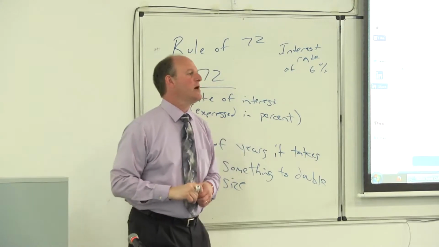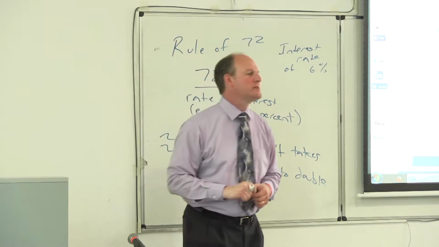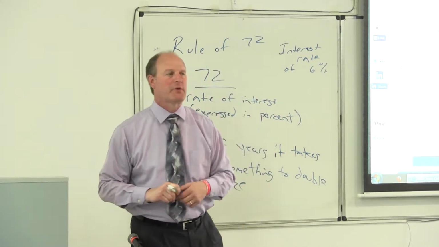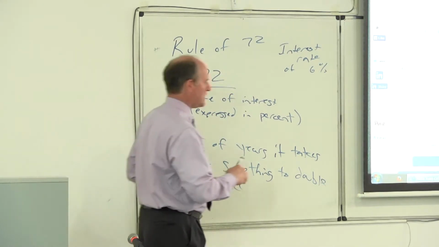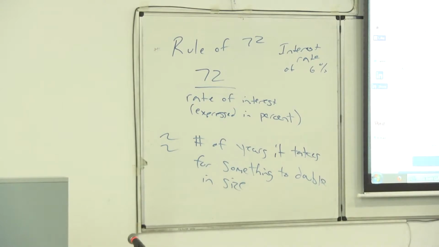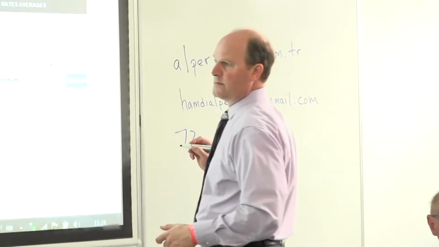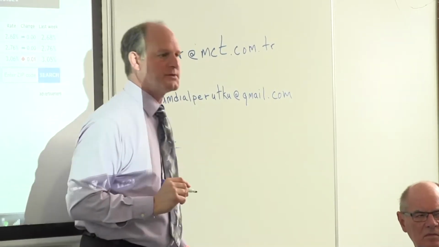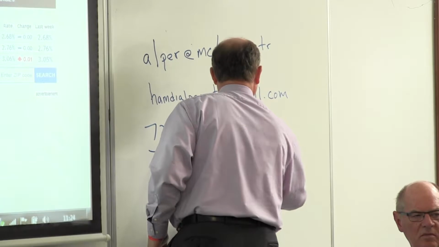So tell me, approximately how long it would take for something to double in size if it was growing at a 6% compound rate. За колко според вас нещо ще се удвои като обем, като стойност, ако расте с 6%? Приблизително. 72 делим на 6. How many years? Колко години? 12 years.